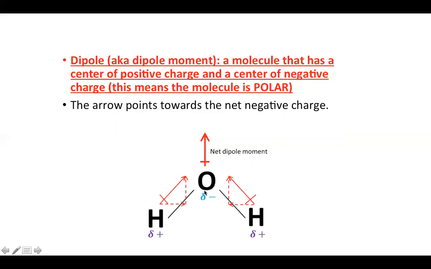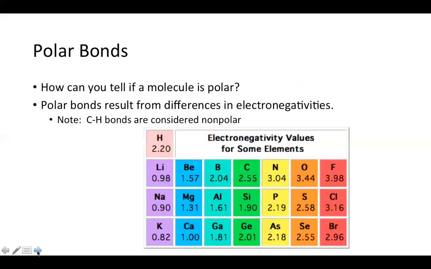So that causes oxygen to have a partial negative and hydrogen to have a partial positive. Now, you can tell if a molecule is polar based on the positions of the atoms on the periodic table. To determine if a molecule is polar, you've got to identify two things. One, you've got to look to see if you have polar bonds, and two, you've got to check for symmetry. So first, we're going to describe how to identify if the bond itself is polar or nonpolar.